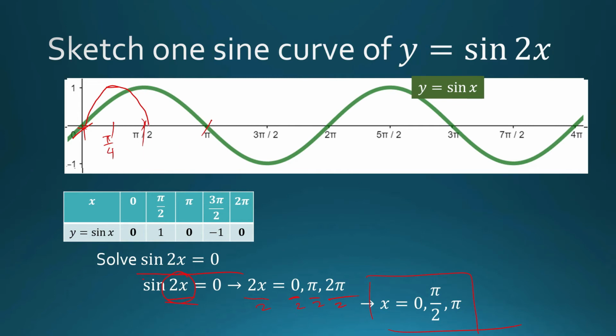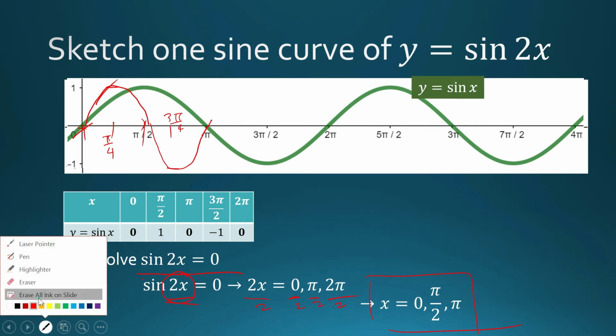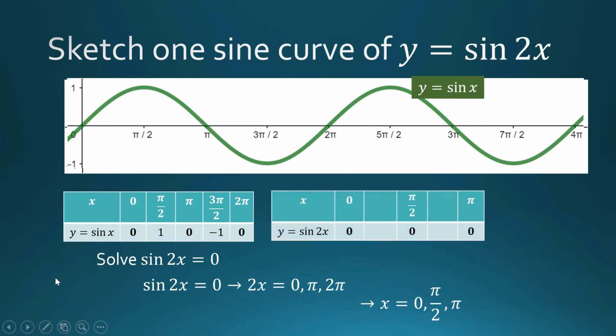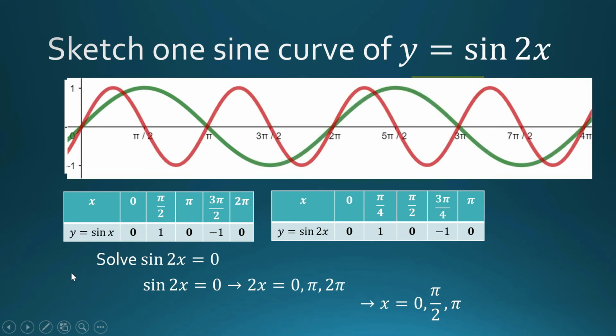Your curve will descend below the horizontal axis. And between pi over 2 and pi, which is 3 pi over 4, your function will achieve its minimum, which is equal to -1. So you can just now trace a smooth curve through those points. So look at that. What we have here is one sine curve in the interval 0 to pi. And then what you can do next is you can just repeat the curve.